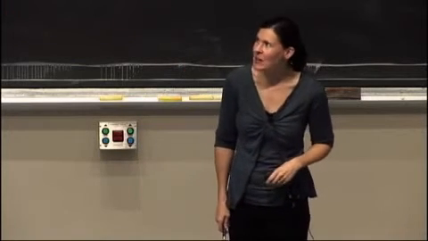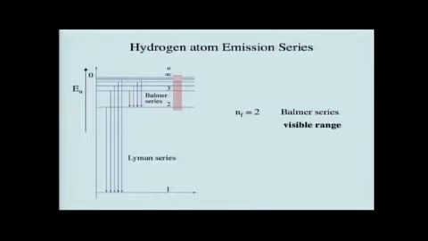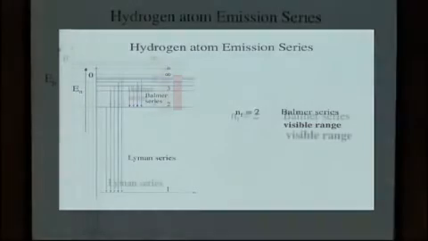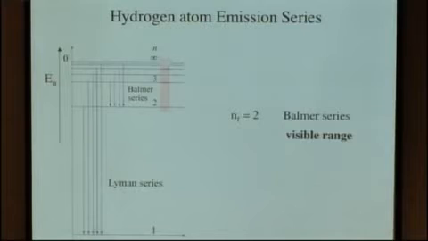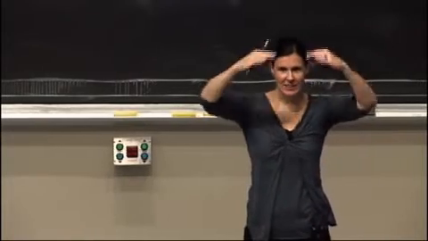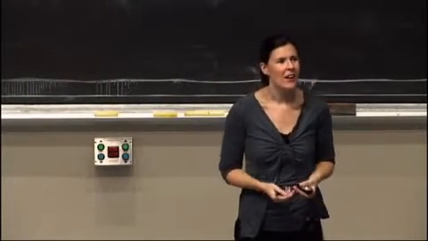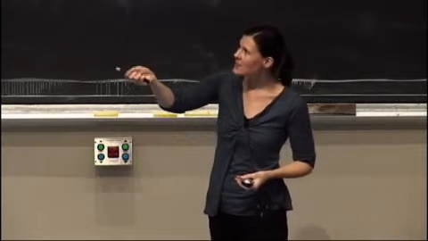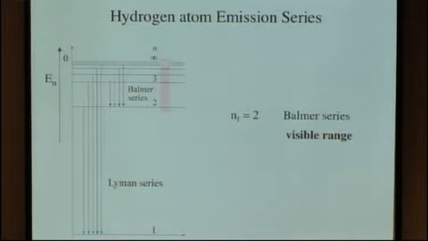So in talking about the hydrogen atom, they actually have different names for different series, which means in terms of different n values that we end in. So we talked about what we could see with visible light. We said that's actually the Balmer series. So anything that goes from a higher energy level to 2 is going to be falling within the Balmer series, which is in the visible range of the spectrum.